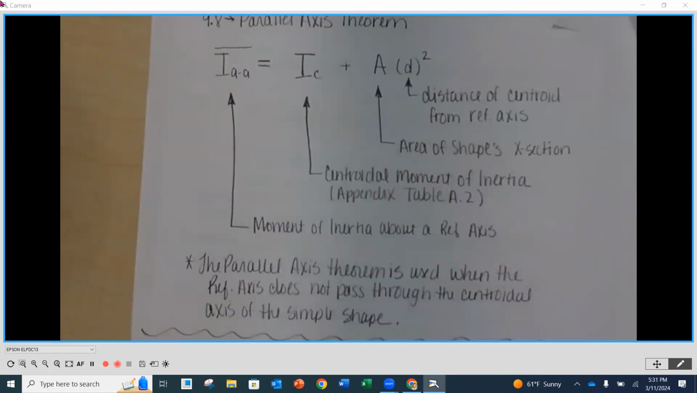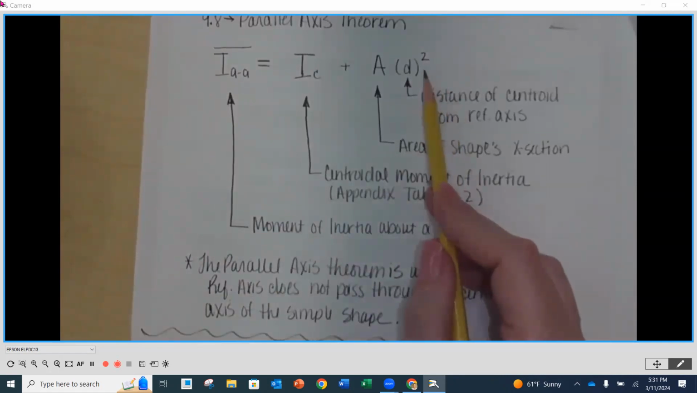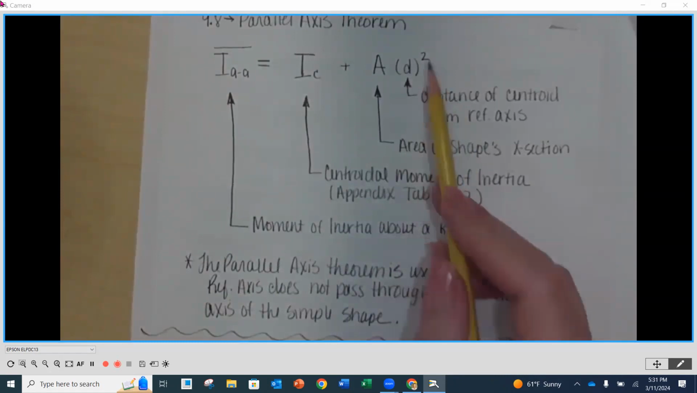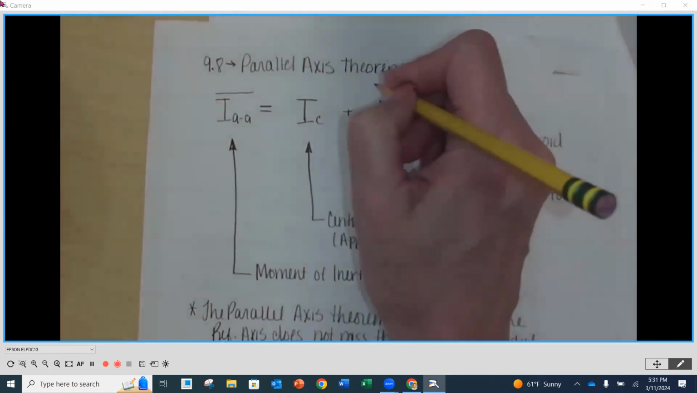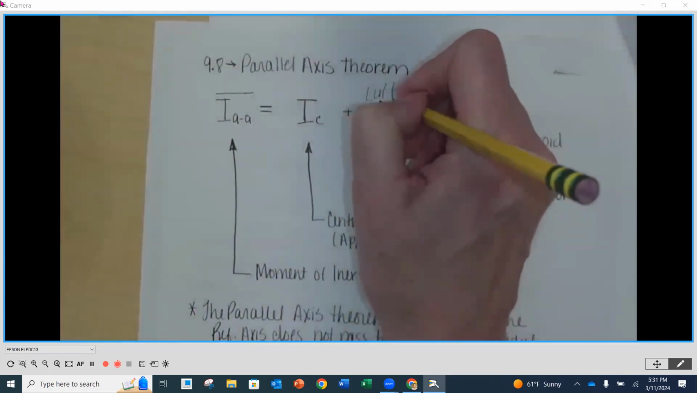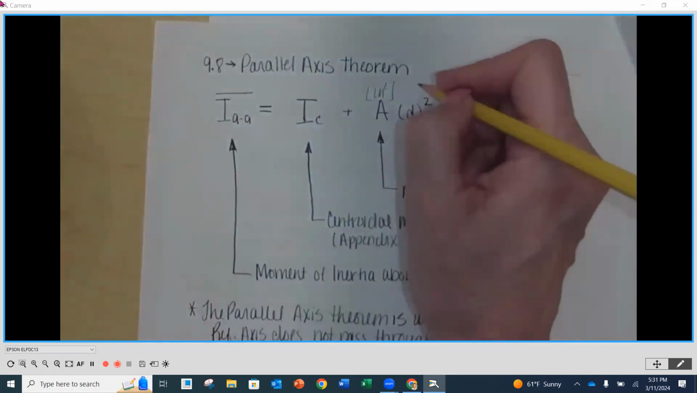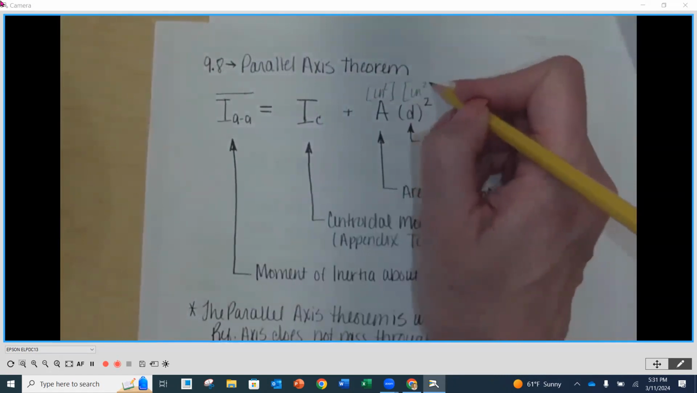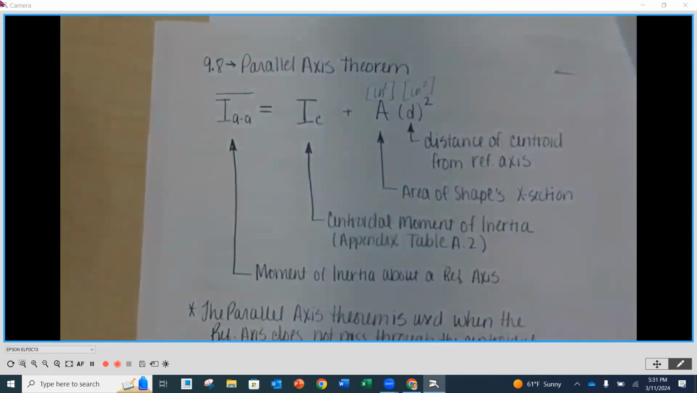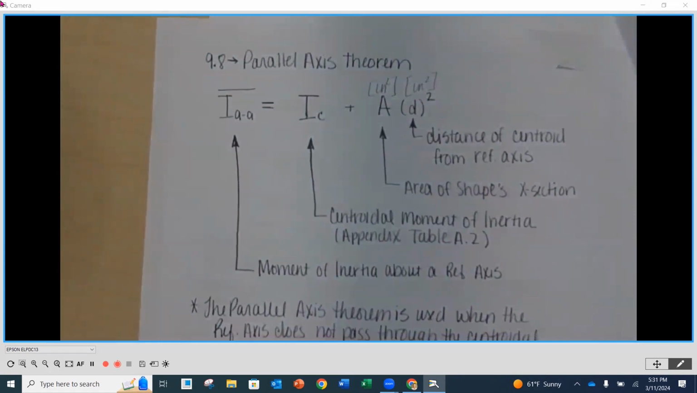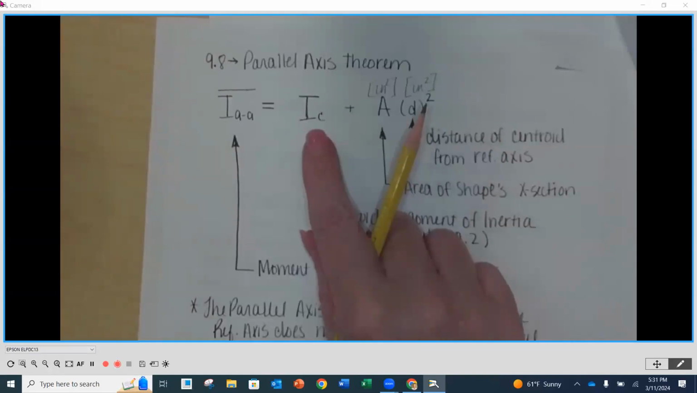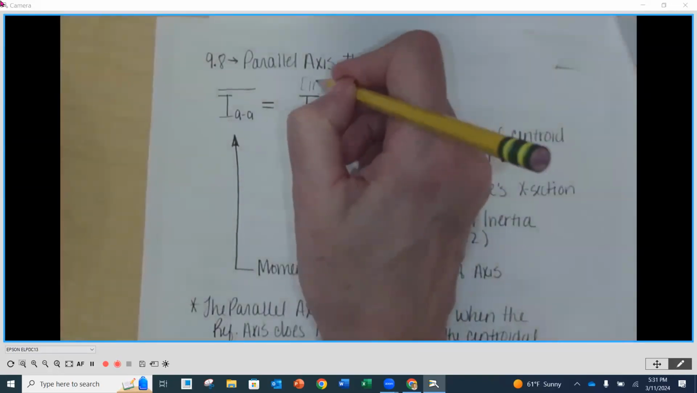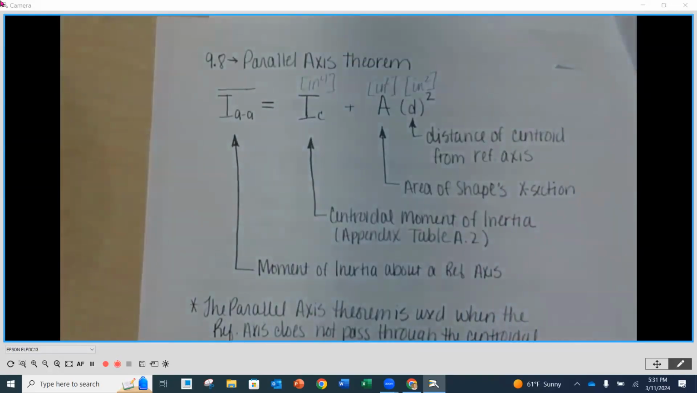Now, as you can see here, we have to square that distance, okay? Because if we look at units, area is going to be squared. Units for distance are going to be inches, but then because we're squaring it, it's going to be squared. So when we multiply a squared value by a squared value, that becomes to the fourth power. Okay, so then we can add this to moments of inertia, which are to the fourth power.